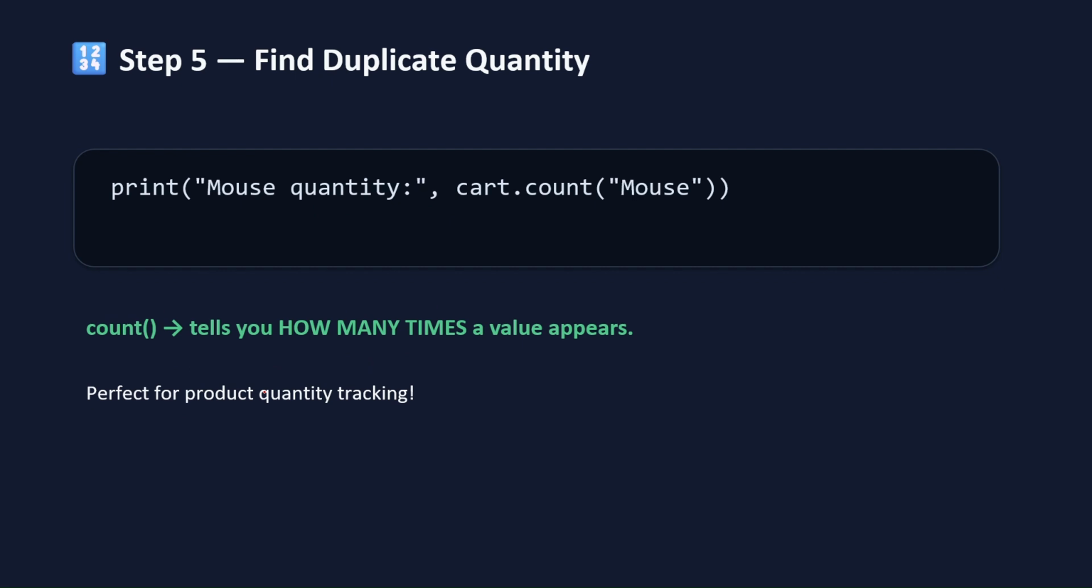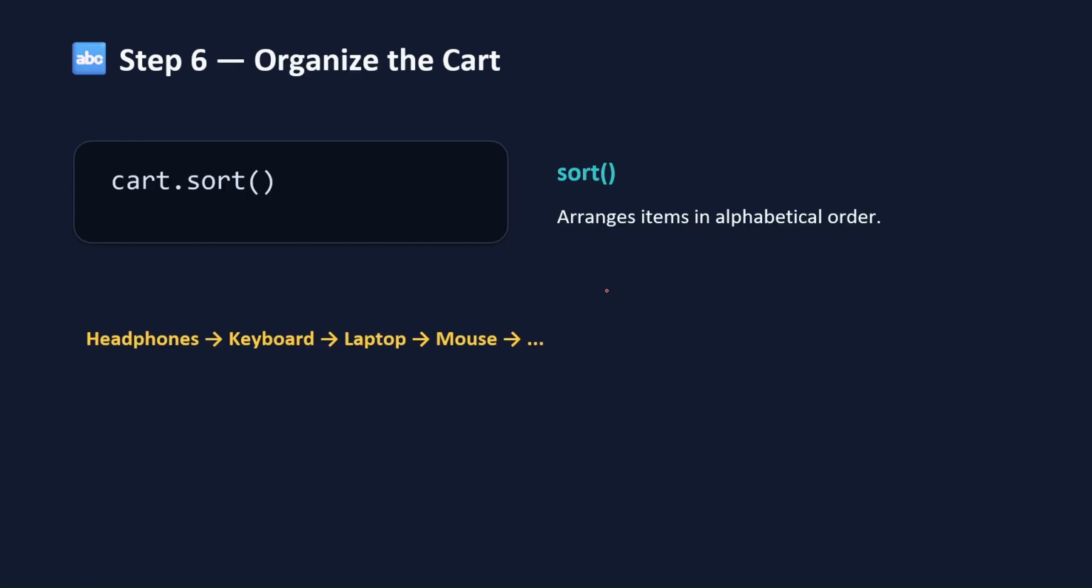Next, we are going to find the duplicate quantity. For that we use the count method. If we are printing the mouse quantity, it is cart.count of mouse. Immediately it will count how many mice are there in the list. This is very simple. Count will tell you how many times the value appears, so it's perfect for product quantity tracking. So it will say two mouse.